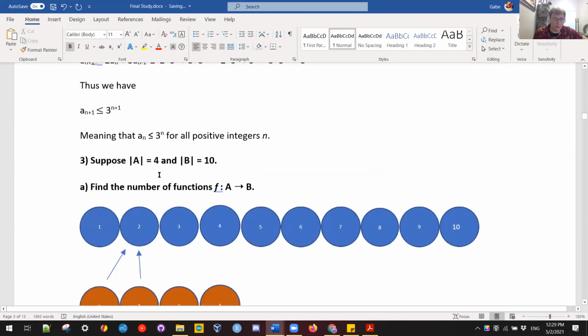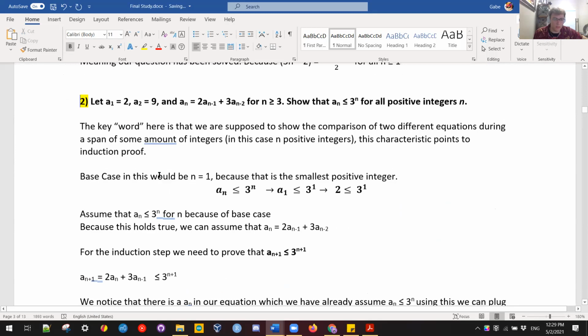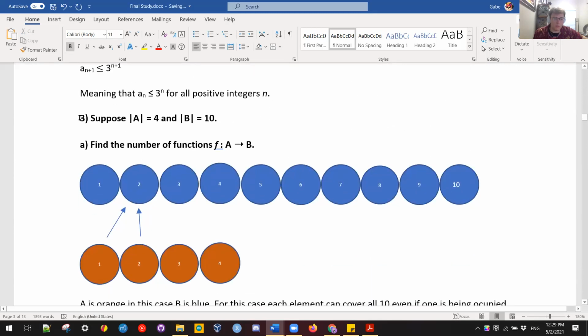And then for 3, where are we? Oh, okay. For 3, suppose this. Find the number of functions to this. Okay, so it doesn't say 1 to 1. It doesn't say onto. It doesn't say anything weird.